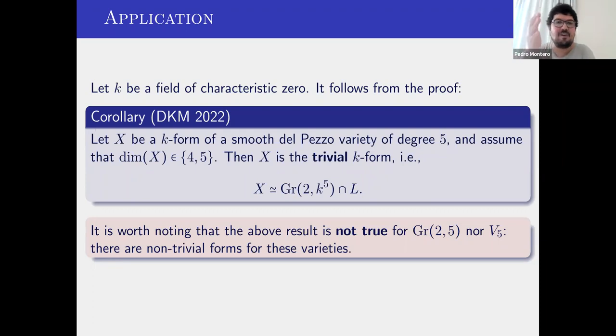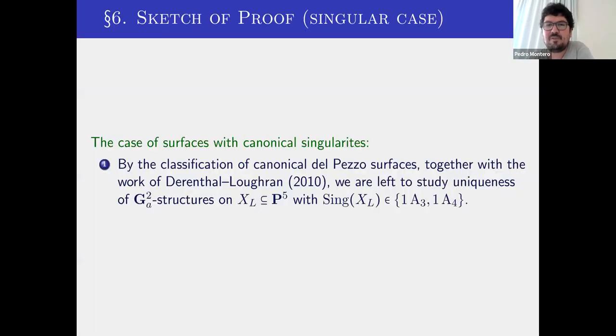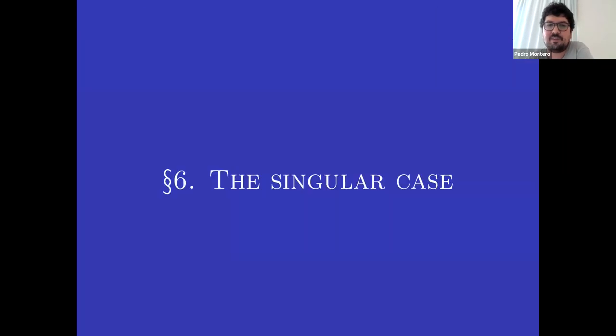In dimension five, all of them are trivial. In dimension four, all of them are trivial. And in dimension three, you also have forms. It's very weird, but you can deduce this from the proof. Let me just give you a small idea of why it's true.